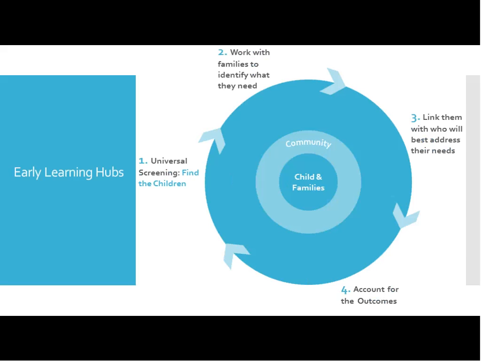This diagram shows basic information about the hubs. You can see that the child and family are in the center, surrounded by the community, and in turn surrounded by the hub. The hub is tasked with finding the children for universal screening, and then working with families to identify what they need and linking them with who will best address those needs, with finally the hub being accountable for the outcomes it achieves.